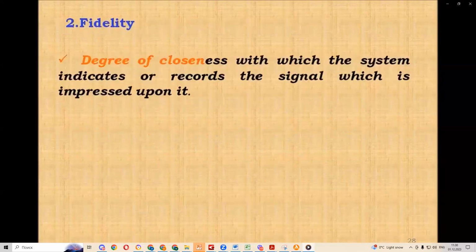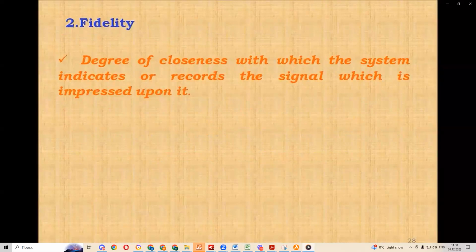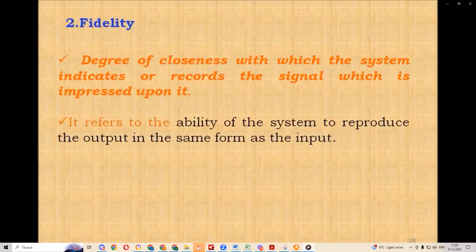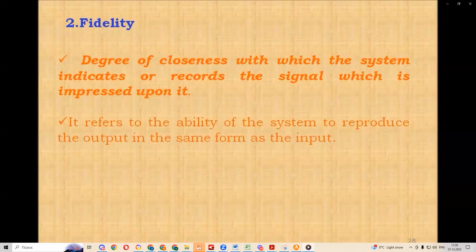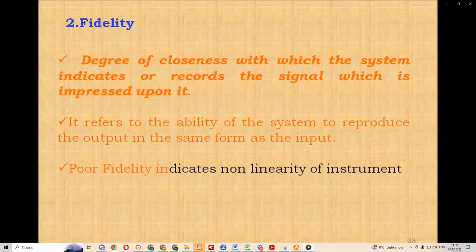Fidelity of an instrumentation system is defined as the degree of closeness with which the system indicates or records the signal which is impressed upon it. It refers to the ability of the system to reproduce the output in the same form as the input. Poor fidelity indicates non-linearity of the instrument.